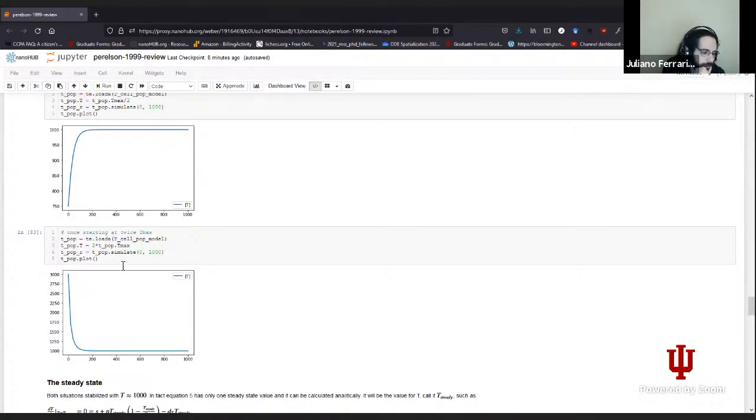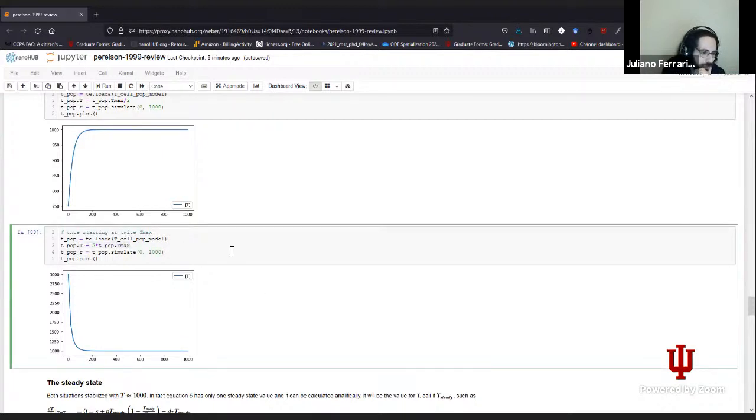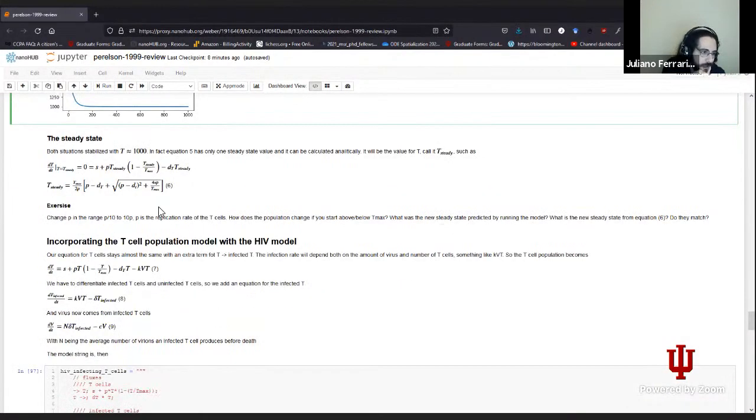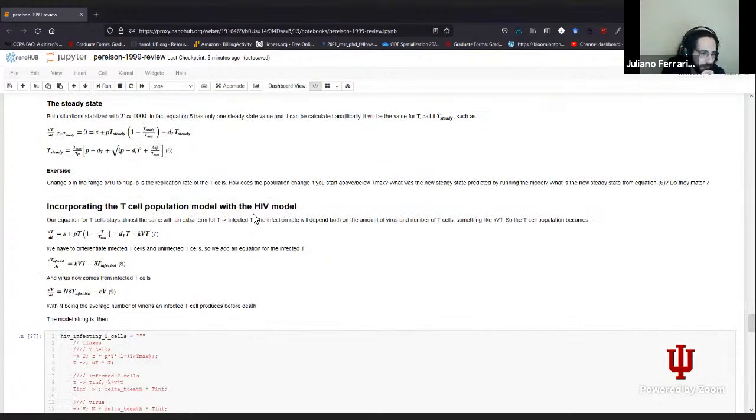And here I just set the population to be double Tmax just to see the decay and how that looked, and it looks the same for both. So here I show why it's 1,000, because this is the steady state. If we were to plug in the numbers, I'm pretty sure they would give 1,000, give or take.